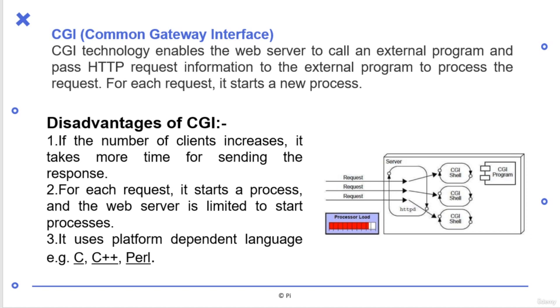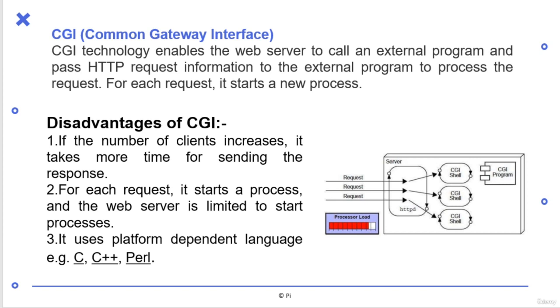So CGI technology enables the web server to call external programs. What we are creating, these are the external programs. These are stored in the server, but not on the network. Our Java program is not on the network, it is on the system. Basically, we are writing on the system. The server fetches that part to use that logic inside the network.